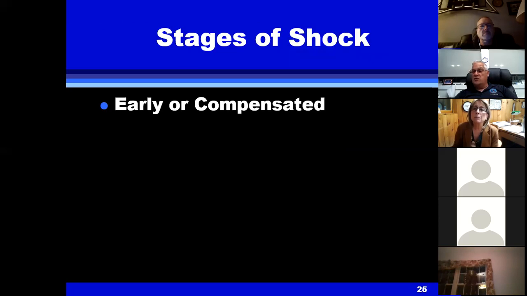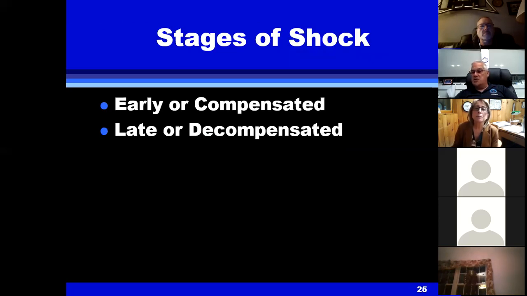Okay, so shock goes through different stages. The early compensated stage means that the body is doing something to keep the blood pressure up. And what is it doing? It's increasing the heart rate, it's increasing the breathing, it's constricting blood vessels, it's preserving fluids. So there's a lot of different things that go on in the body, and early on, that will help keep the blood pressure normal.